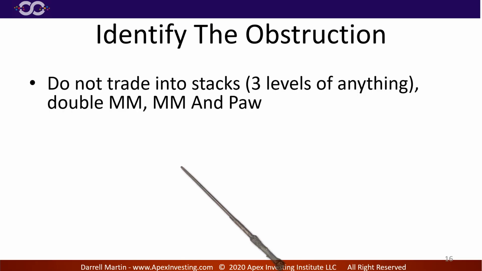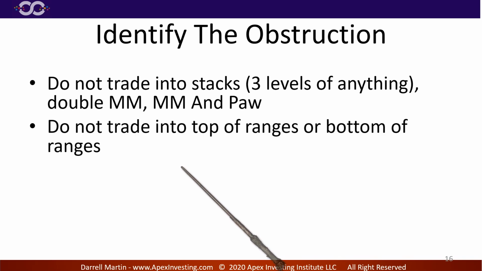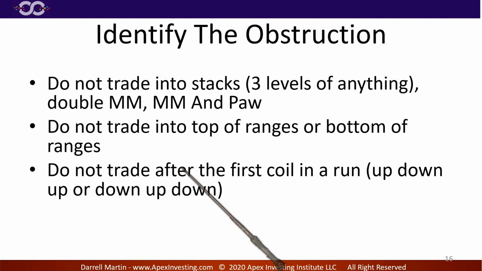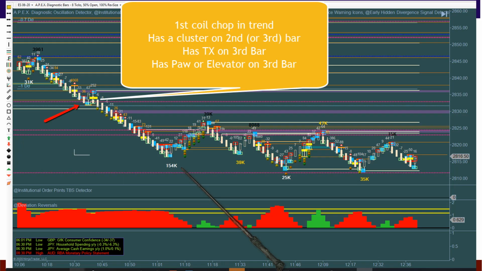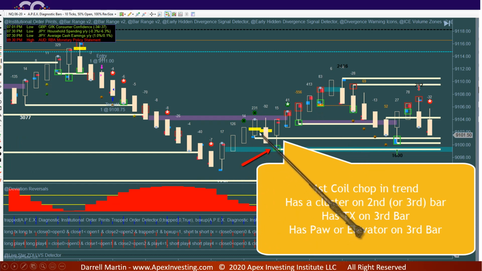Let's talk about the obstructions. Don't trade into stacks, like 3 levels of anything. Don't trade into the top or bottom of ranges. Do not trade after the first coil in a run. Up, down, up, or down, up, down. Okay? Do enter close to the beginning of a new trend if you can. Like I said, this one back here, that was right there, the close of a new trend. So it's going down, and you're always going in the direction of the new trend.